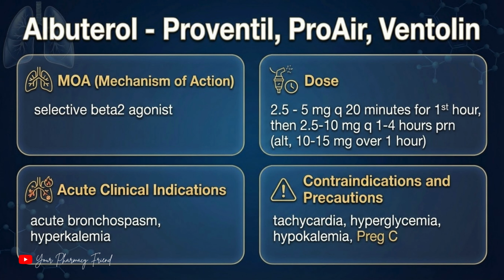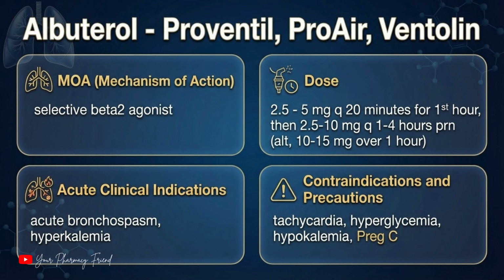Because albuterol stimulates adrenergic receptors, one of the most common adverse effects is tachycardia, which occurs due to some degree of beta-1 receptor stimulation or reflex cardiac stimulation. Patients may also experience hyperglycemia, as beta-2 receptor activation can increase glycogenolysis and gluconeogenesis. Another important metabolic effect is hypokalemia, which occurs because potassium shifts from the bloodstream into the cells.